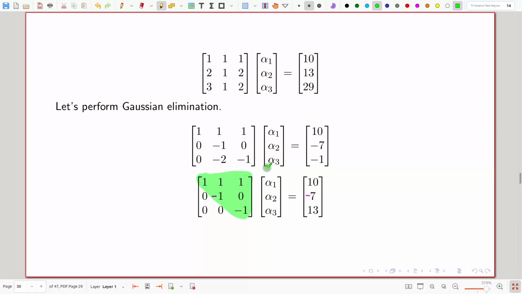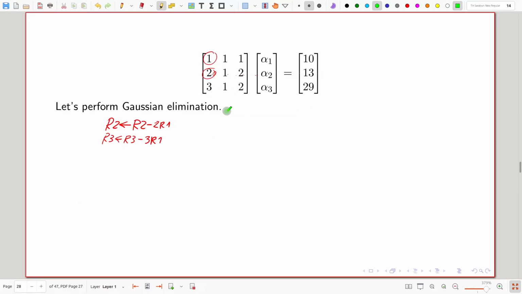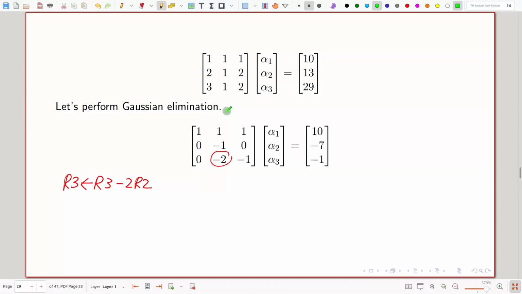Now, this is what we do when we perform Gaussian eliminations. There are 3 steps here. The first 2 steps are this one, and the third step is this one.